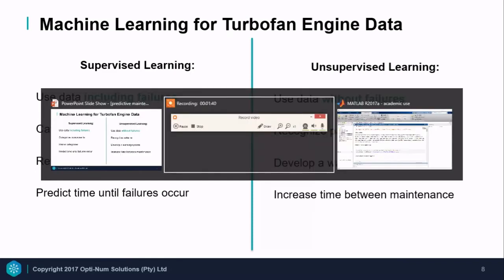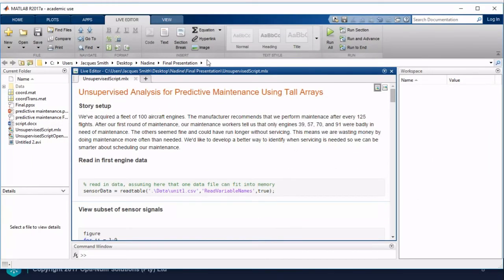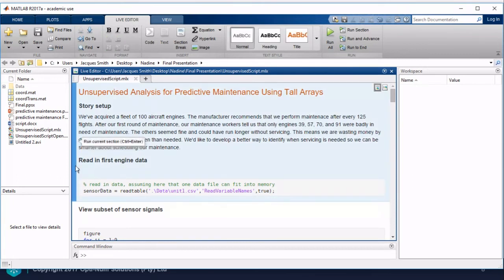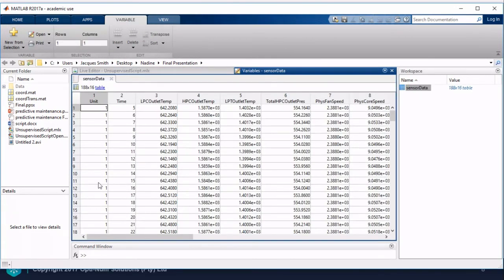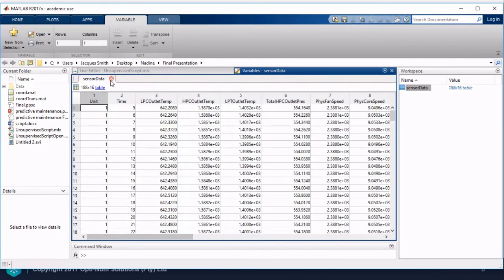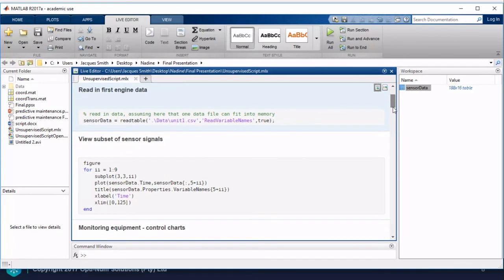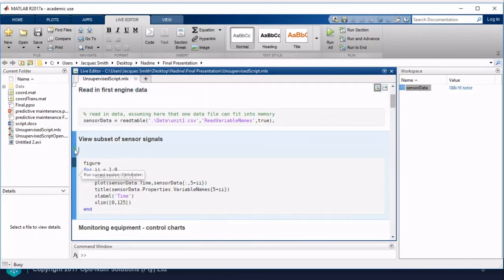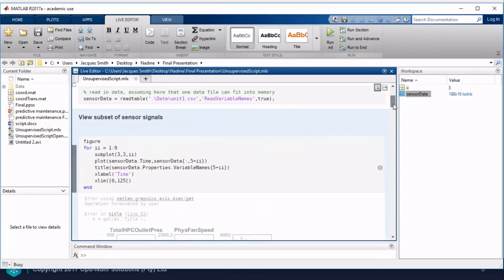So before we can apply these techniques to the data, let's first get an idea of what data we're working with. So here we read in the data for only the first engine into MATLAB, and this creates a variable. If we open this, we can see this is all the data for engine number 1. The time refers to the number of flights, and here we can see data for temperatures, pressures, speeds, and so on. So now that we have an idea what our data looks like, let's plot each of the signals against time to see how they vary for our first engine.